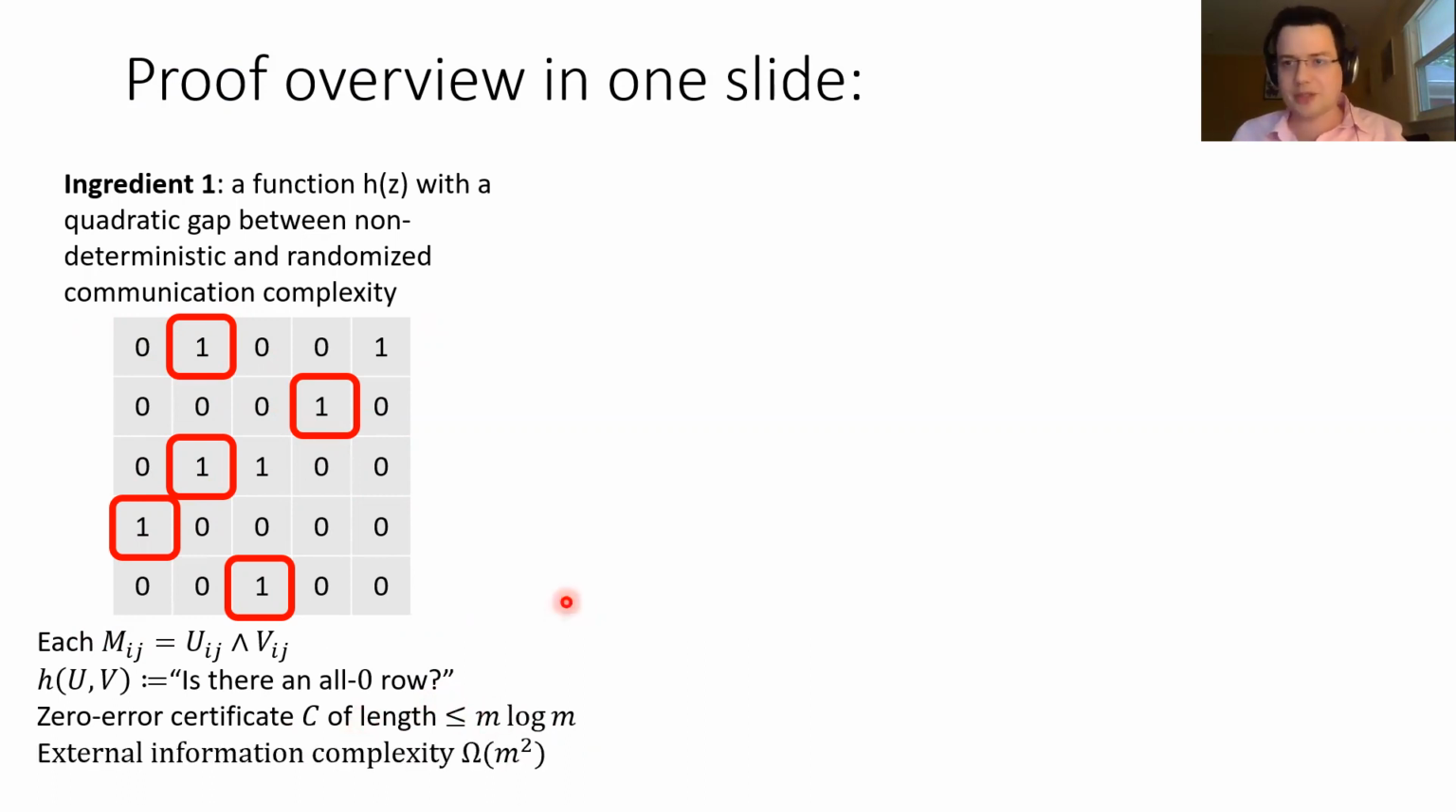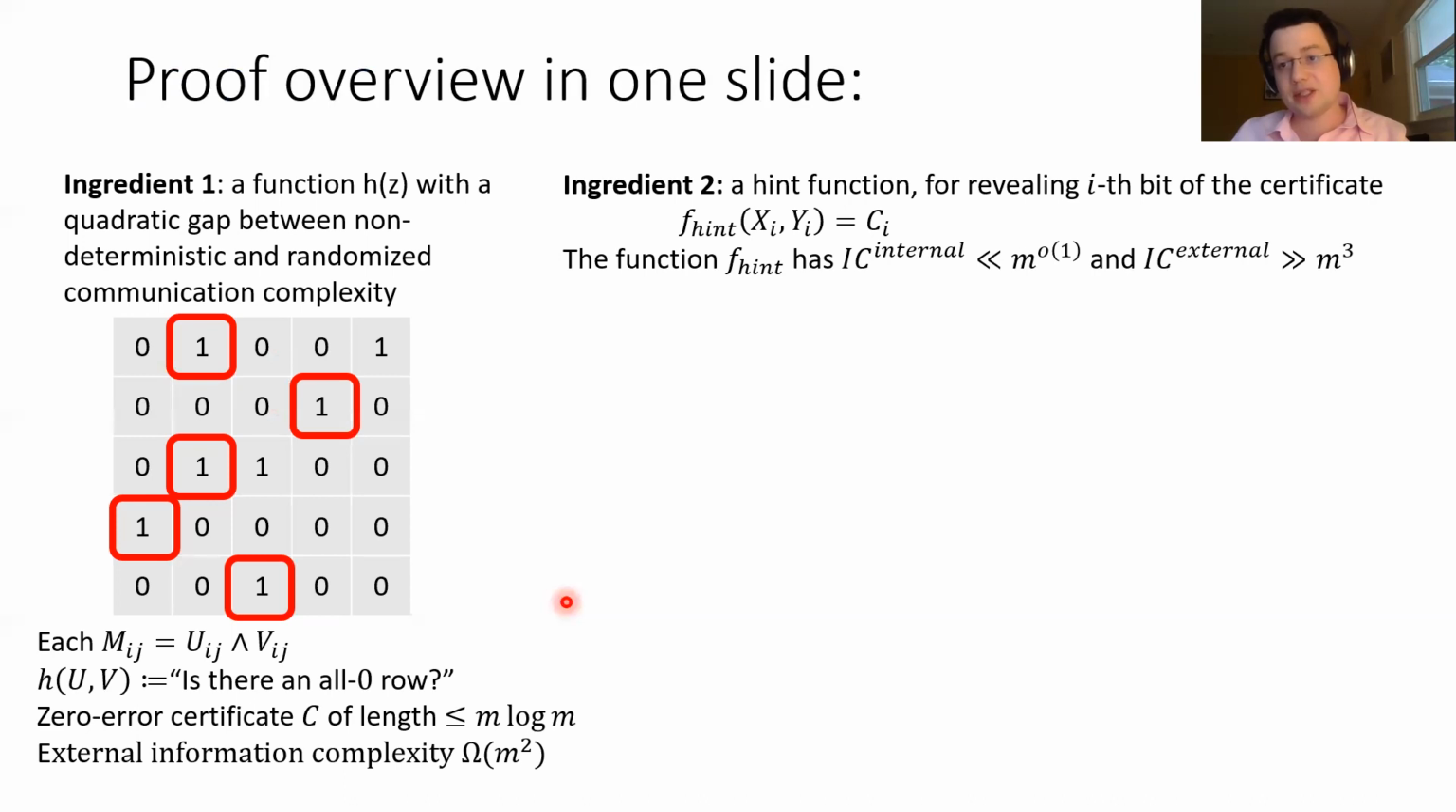So there is always a zero error certificate of length m log m, but the external information complexity of this problem, in fact even the internal information complexity of this problem, is m squared. This is important. So this is one ingredient. A second ingredient is the exponential separation that we started with between internal and external information complexity. If you want the tight theorem that we get, it's not hard to see that you need both ingredients.